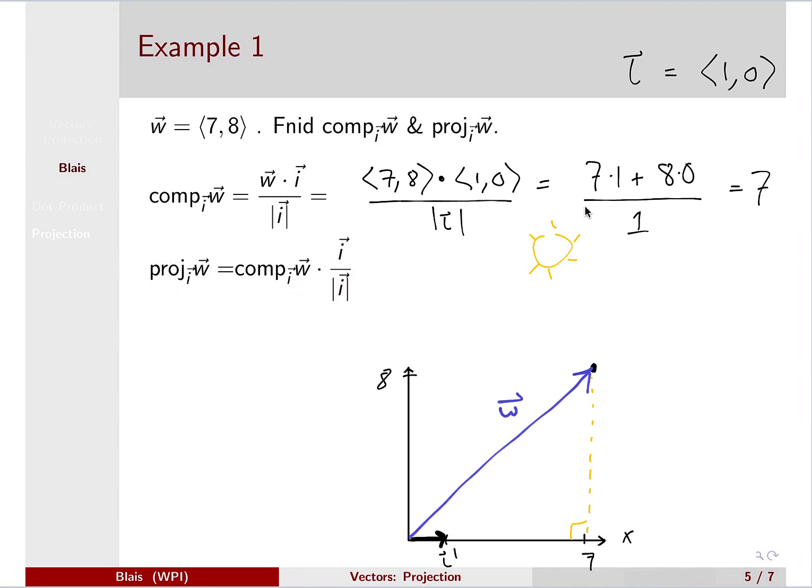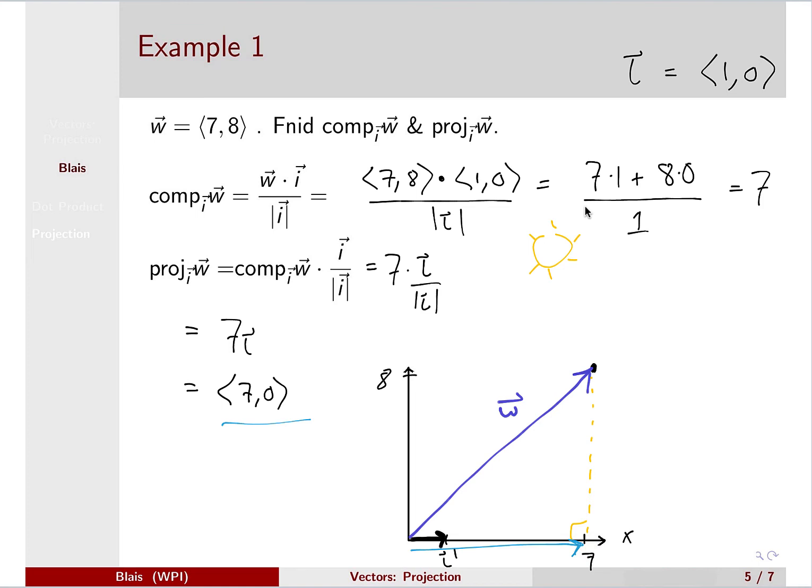If we want the vector projection, then we take this answer here, the component of W in the direction of I, times I over its magnitude, but again, I is a unit vector. So we get 7I, or the vector 7, 0, which would be the vector here. And so that vector is the vector projection of W onto I.